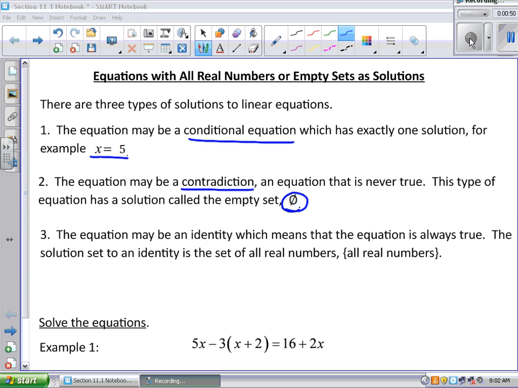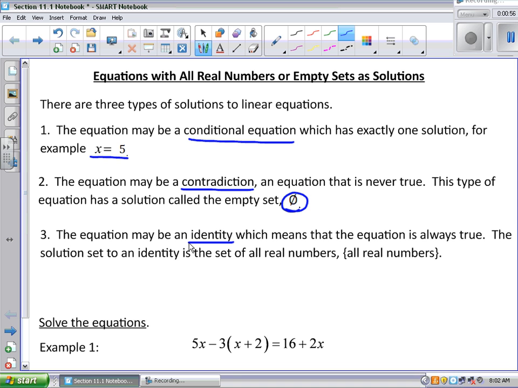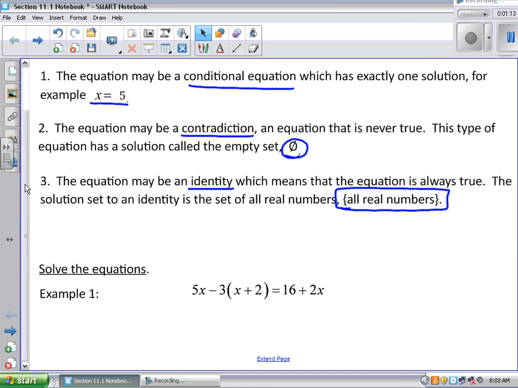And the third thing that can happen when you're solving equations is that you may have what we call an identity, which means that the equation is always true. The solution set to an identity is the set of all real numbers, which we write in this fashion. We're going to do some examples next.